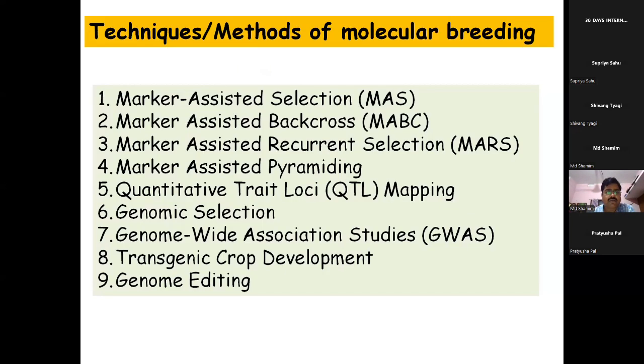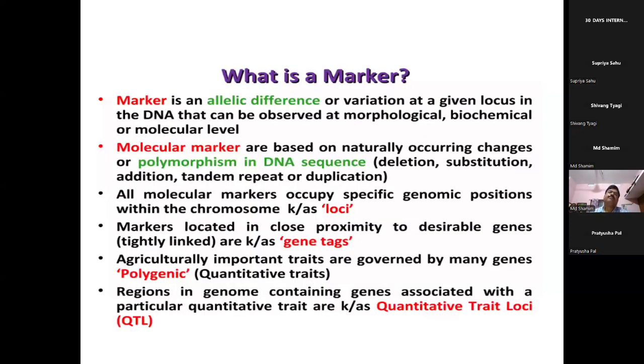Before discussing marker assisted selection, we will briefly discuss what a marker is. Without markers, it is impossible to go for molecular breeding. A marker is a specific DNA sequence, and basically markers are allelic differences or variations at a given locus in the DNA that can be observed at the morphological, biochemical, and or molecular level.